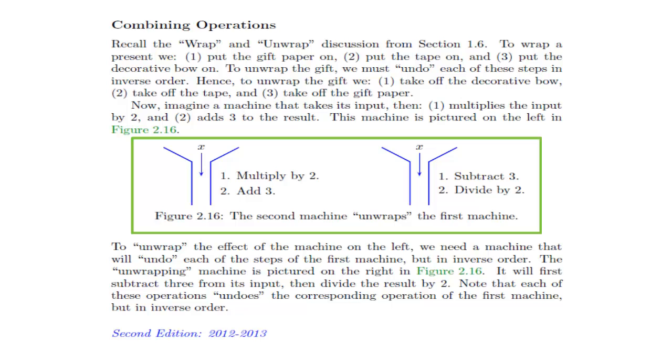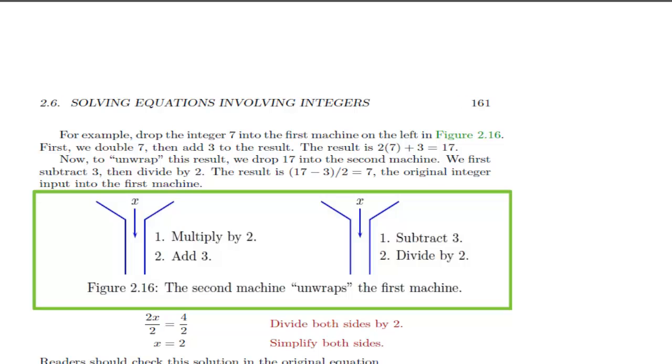The unwrapping machine is pictured on the right in figure 2.16. It will first subtract 3 from its input, then divide the result by 2. Note that each of these operations undoes the corresponding operation of the first machine, but in inverse order. For example, drop the integer 7 into the first machine on the left in figure 2.16.